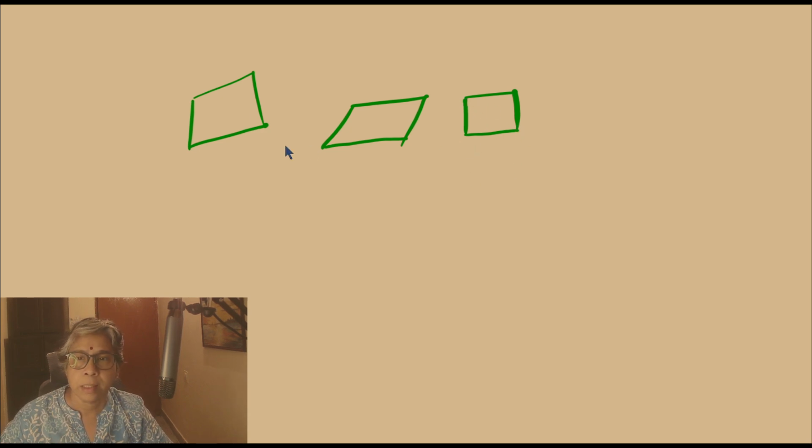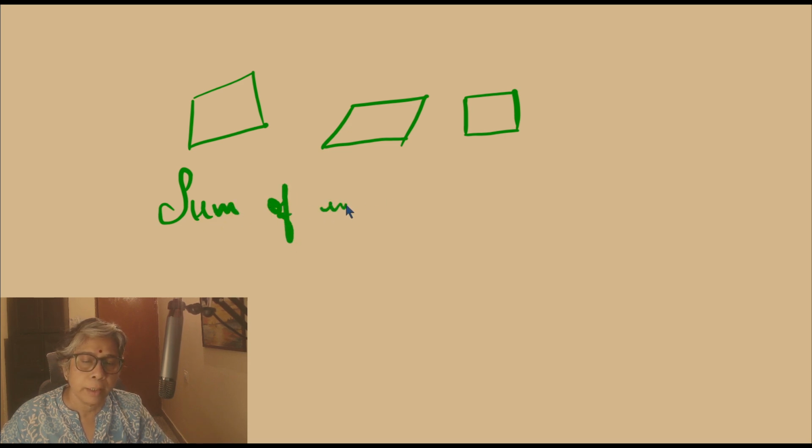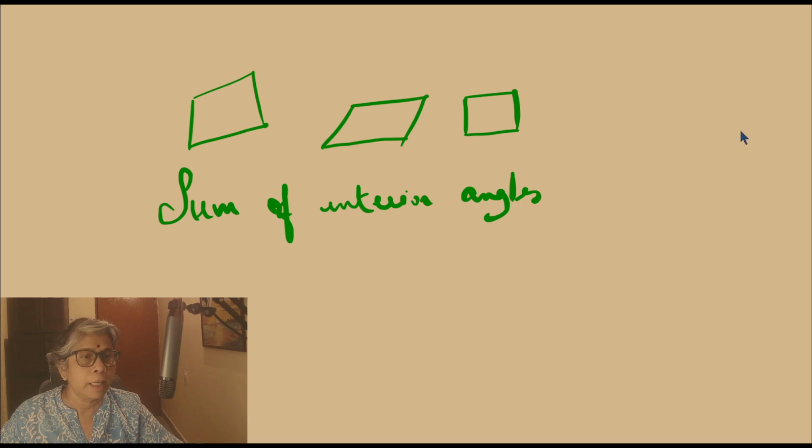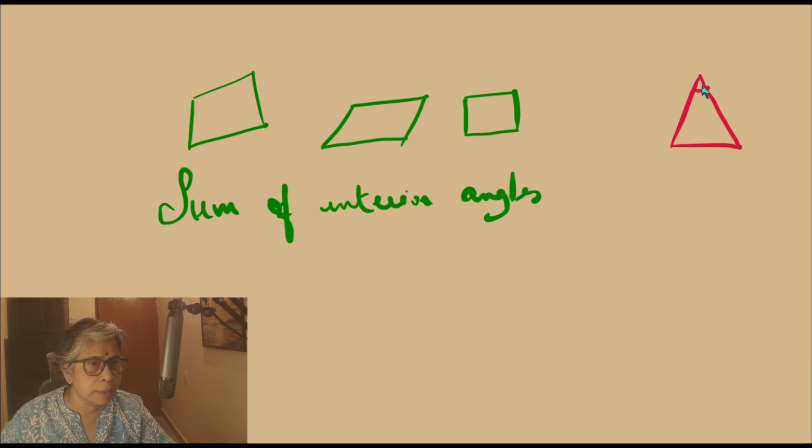Whatever the case is, there is one property which is common to all of them, which is the sum of interior angles. You may recollect that in the case of a triangle, we saw that the sum of the angles in a triangle, all these interior angles, this angle here on the vertex, this and this, add up to 180 degrees. This is a property of the triangles. It is called the angle sum property of triangles.